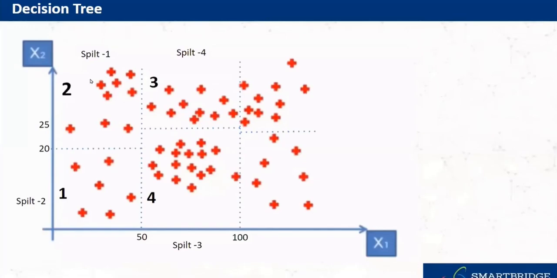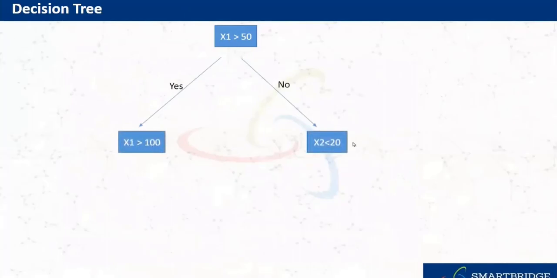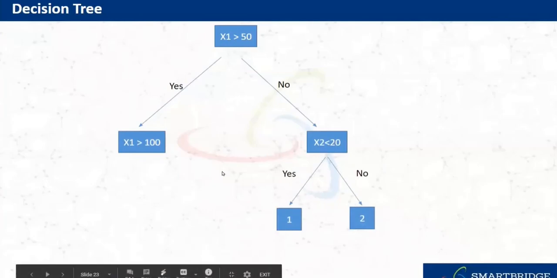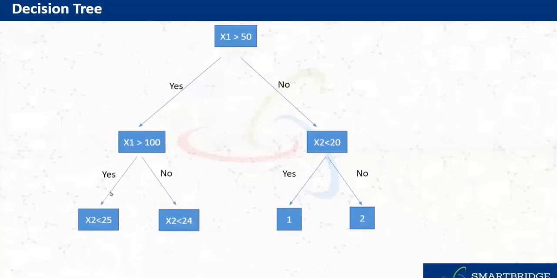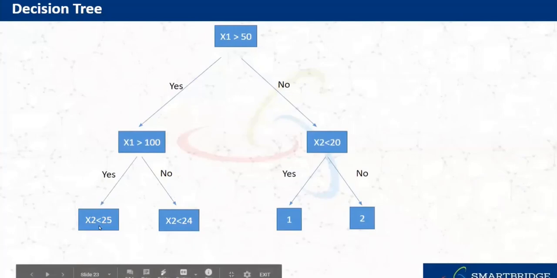Let's create a decision tree. First one is x1 greater than 50. The first split I took was x1 greater than 50 only, right? Good. Now after that, if it is yes, then I split it as x1 greater than 100. If it is no, I am taking it as x2 less than 20. If it is yes, it comes to the first split. If it is no, it comes to the second split. Now, if it is yes, again, the third split is considered. If it is no, again, the fourth split is considered.